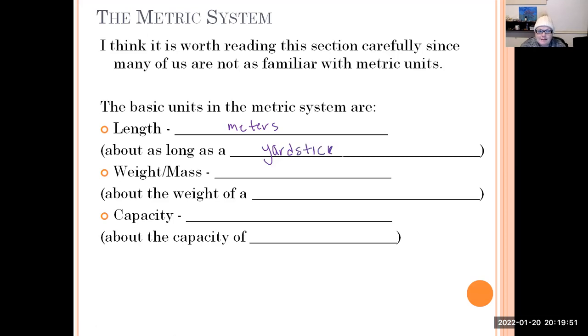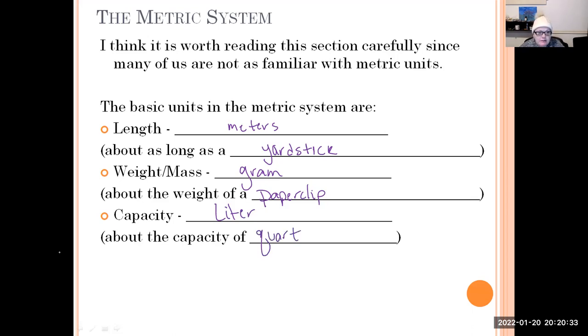The weight or mass is gram, and that weighs about as much as a paperclip. Capacity is liter. I'm trying to remember what we did for the capacity. I don't have my notes in front of me. Oh, I know what it was. It's about the size of a quart, or 2 pints or 4 cups. So we did a quart for that one. Sorry for the relapse in memory.